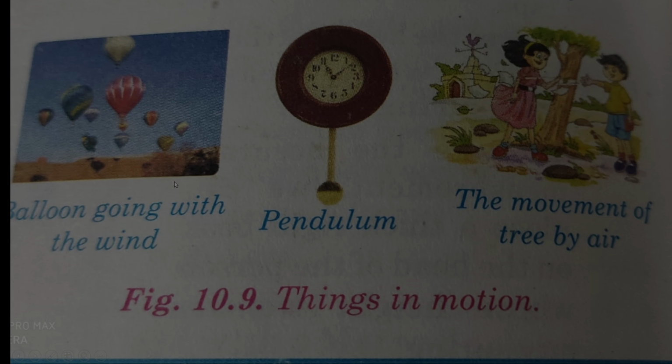Now look at this balloon going with the wind. The air-filled balloon is moving up. So we call the balloon in motion. Here you see a pendulum, even the wheels, even the handle of the clock, they are in motion with respect to this circular background. Similarly, the movement of the tree by air. You can see the flying kite, the windmill moving, the grass moving. All these show the movement of things by air. So these are examples of things in motion.